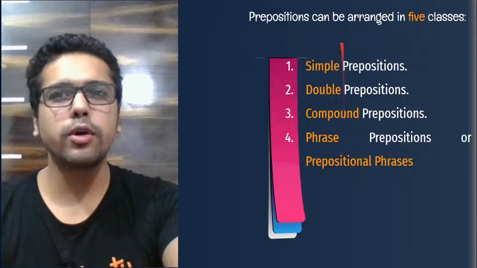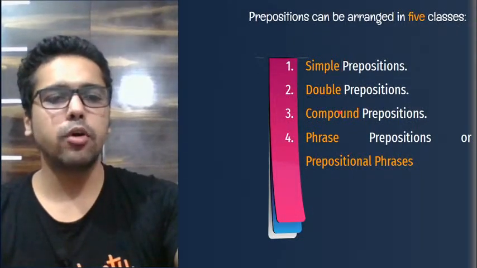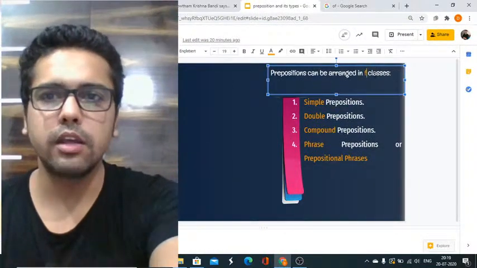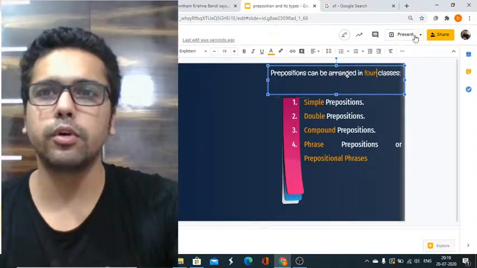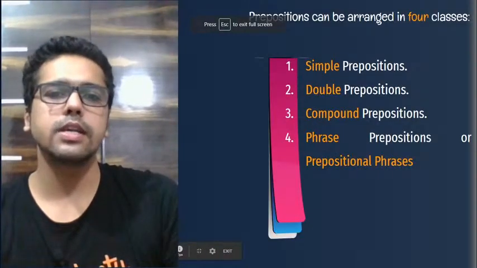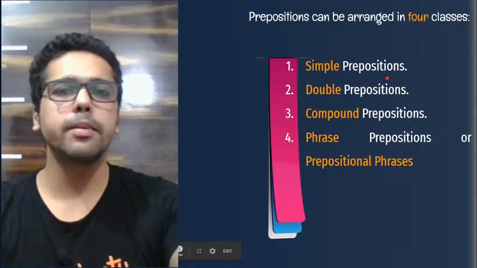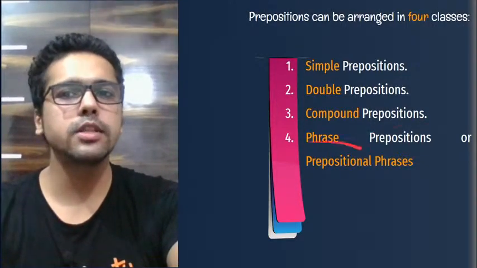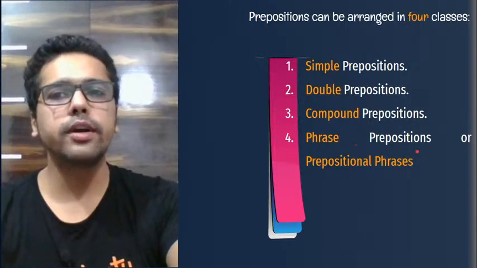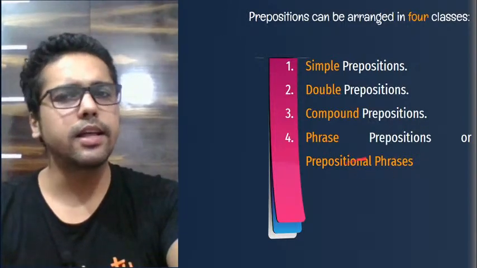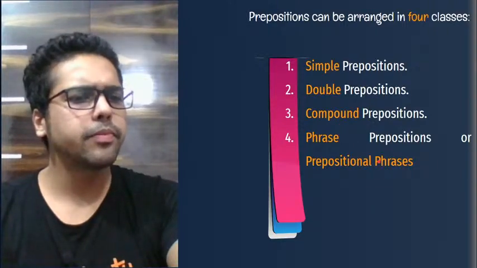So look at this here. There are basically 4 types. Here it's written 5, no, it's basically 4. They can be arranged in 4 classes. So first we'll discuss simple prepositions. Then we'll discuss double prepositions, compound prepositions, and the 4th one you can call either phrase prepositions or prepositional phrases. Both are okay.